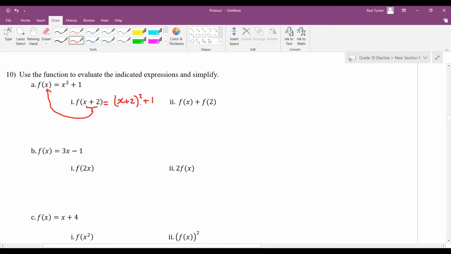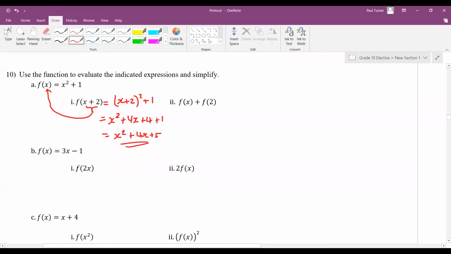Okay, so you do a couple of those for a minute. I'll be back in a second. In question A, you should simplify these. When you've got a quadratic, simplify that as x squared plus 4x plus 4 plus 1. So x squared plus 4x plus 5, like that.